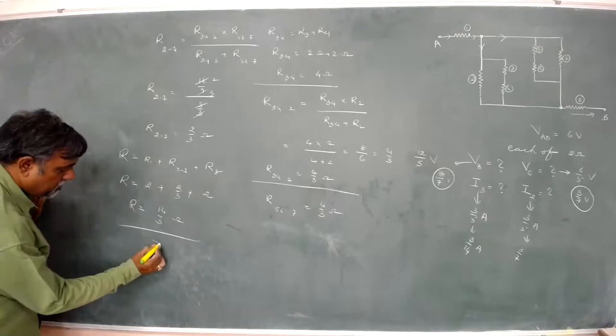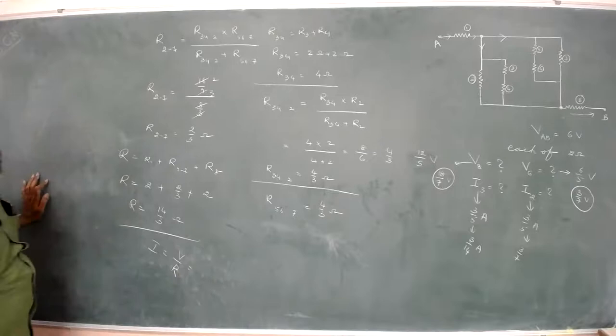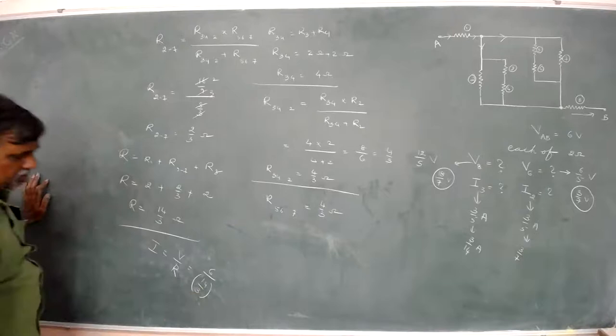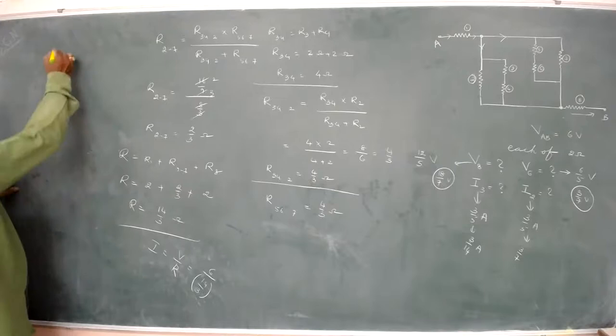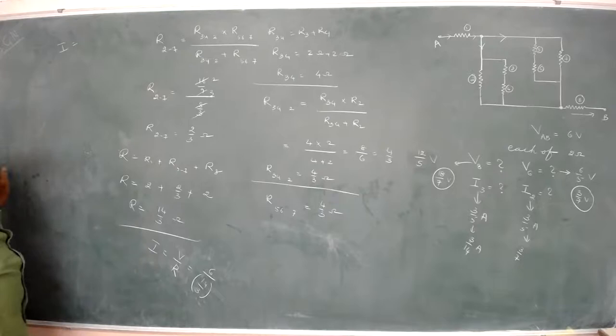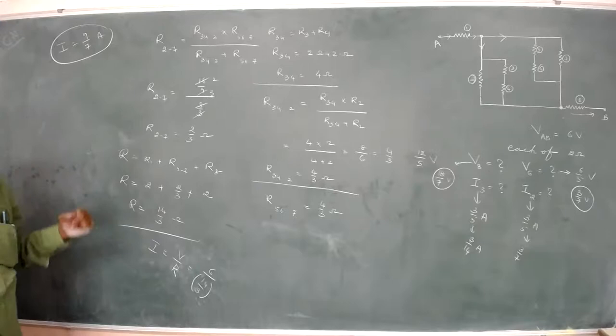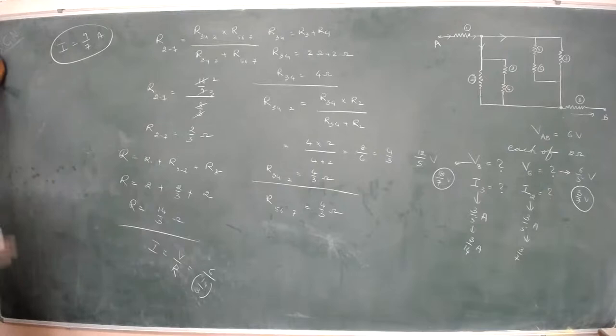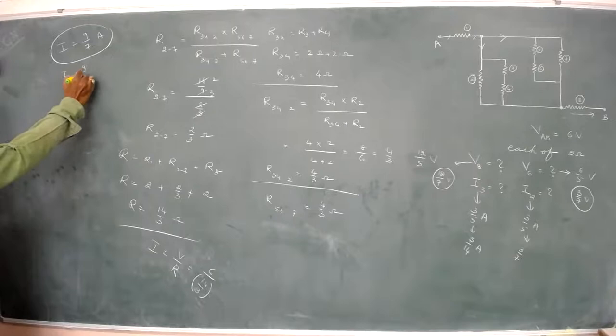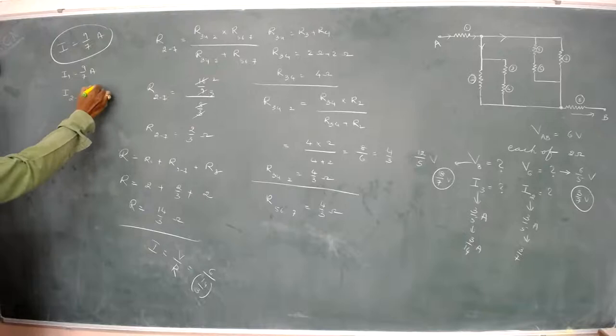The effective current now: I is equal to how much? Nine by seven ampere. What do we mean by that? Whatever components are in series combination, all of them carry the same current. So this is I through R8.